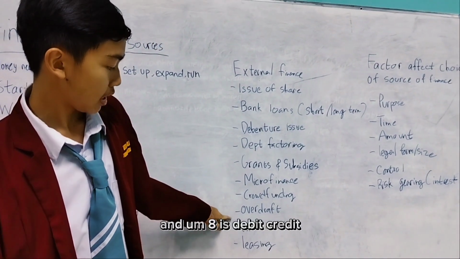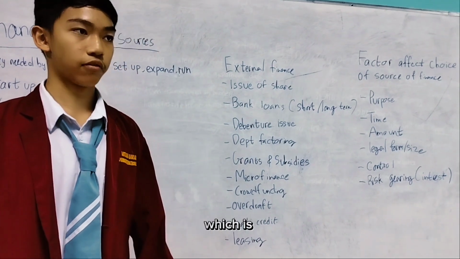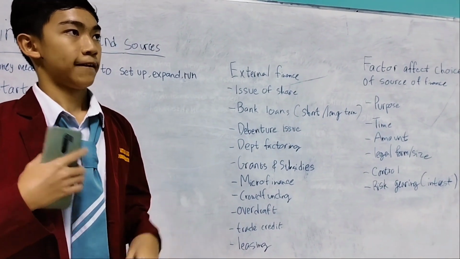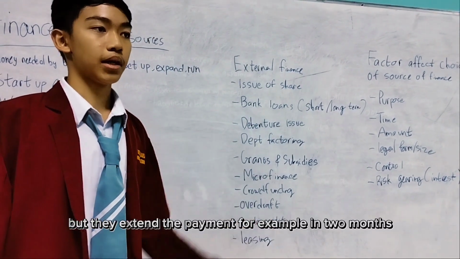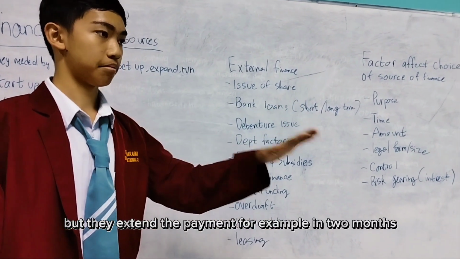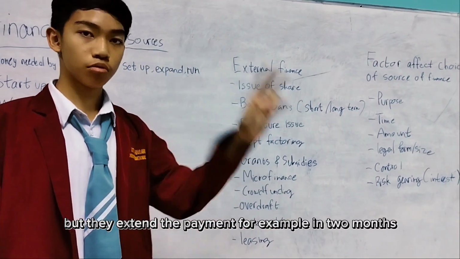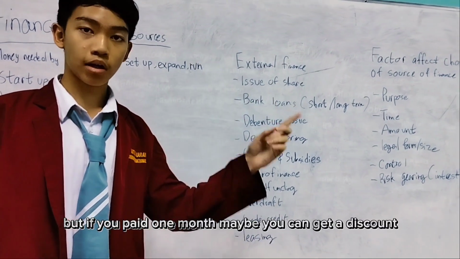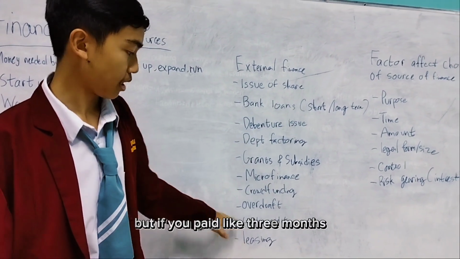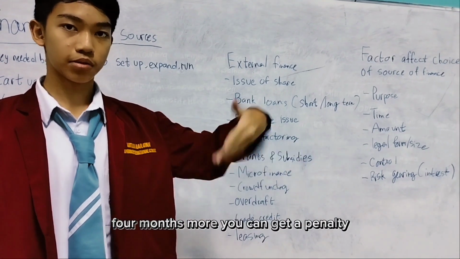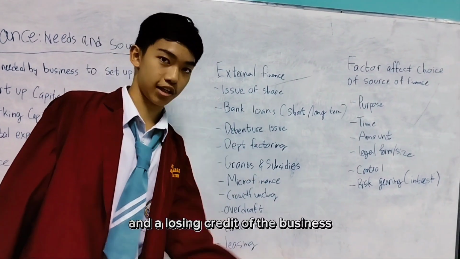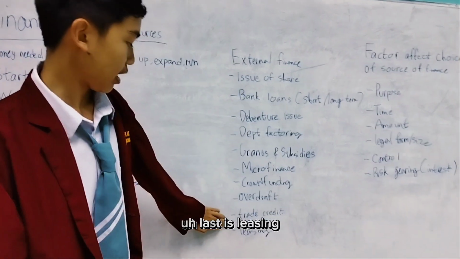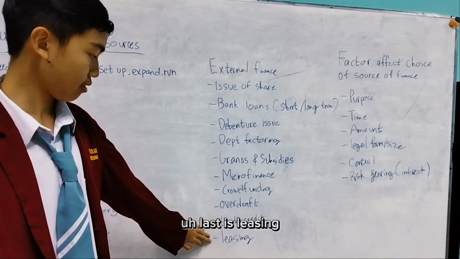And then eighth is trade credit, which is a business buying supplies from the supplier, but they extend the payment, for example, to 2 months. But if you pay 1 month early, maybe you can get a discount. But if you pay 3 or 4 months late, you can get a penalty and lose credit with the business. And last is leasing.